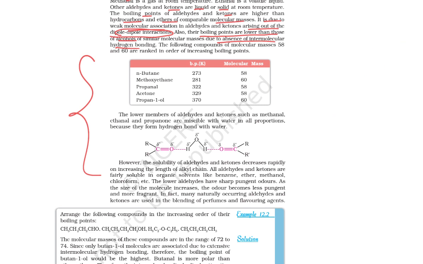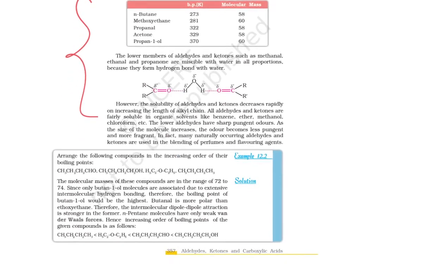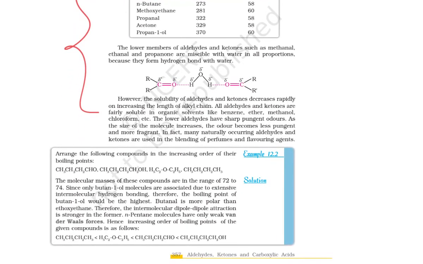Okay. So next, the lower members of aldehydes and ketones, such as methanal, ethanal and propanone, are miscible with water. Okay, miscible with water. So methanal, ethanal, propanone are miscible with water. Miscible with water is important. Okay, in all proportions, because they form hydrogen bonds. That is very important. So the lower members of aldehyde and ketone, that is methanal, ethanal and propanone, mix with water, because they are able to make hydrogen bonds.